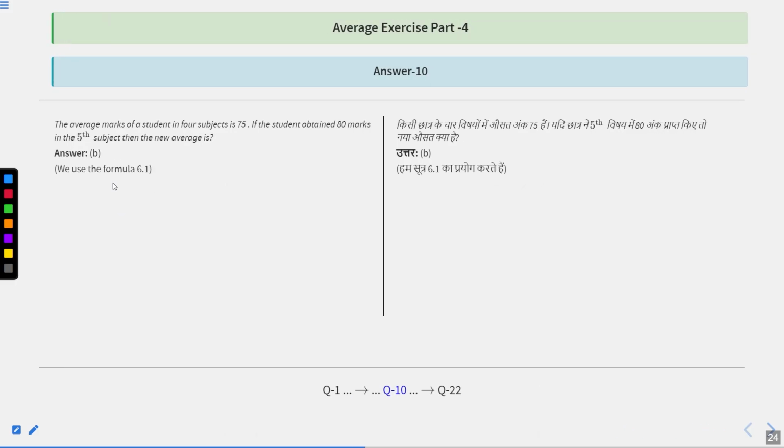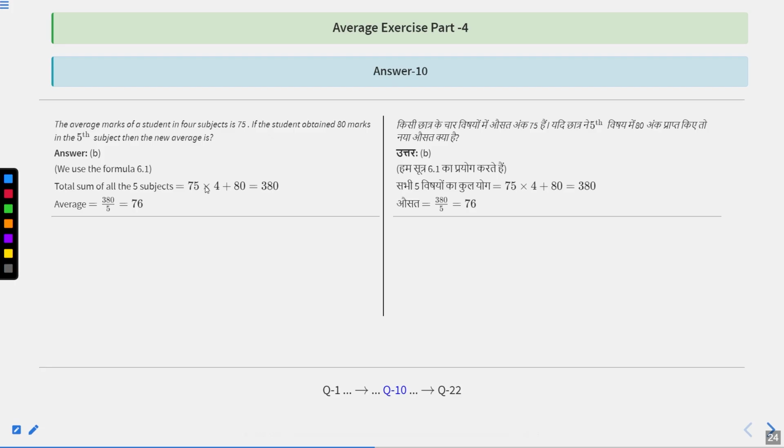Now we are using formula 6.1. According to the question, the average mark of a student in 4 subjects is 75. So what will be the total marks in 4 subjects? We can write it for 5 subjects: 75 average multiplied by 4, and the student obtained 80 marks in the 5th, so we add 80. The total sum of all 5 subjects becomes 380. Now what will be the average? Total upon the number of subjects. So 380 divided by 5 becomes 76. So B is the correct answer.